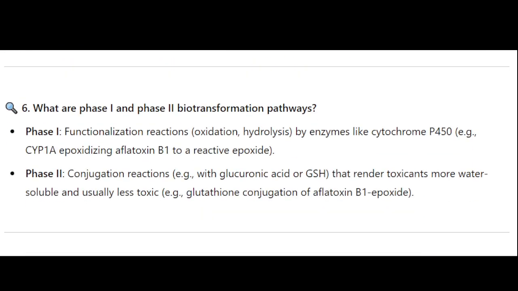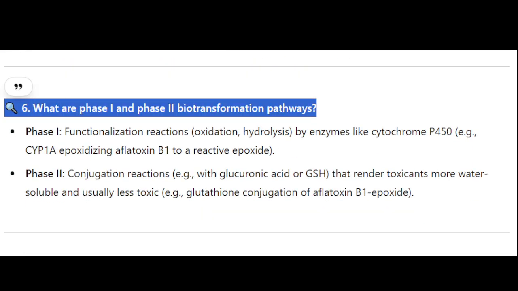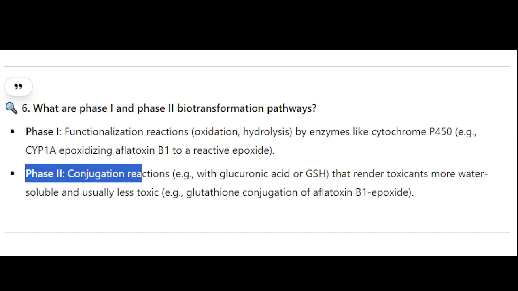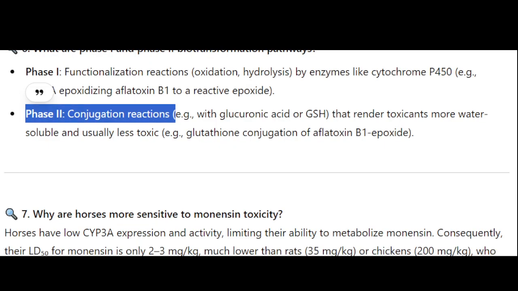6. What are Phase 1 and Phase 2 biotransformation pathways? Phase 1: functionalization reactions, oxidation, hydrolysis, by enzymes like cytochrome P450, e.g., CYP1A epoxidizing aflatoxin B1 to a reactive epoxide. Phase 2: conjugation reactions, e.g., with glucuronic acid or GSH, that render toxicants more water-soluble and usually less toxic, e.g., glutathione conjugation of aflatoxin B1 epoxide.